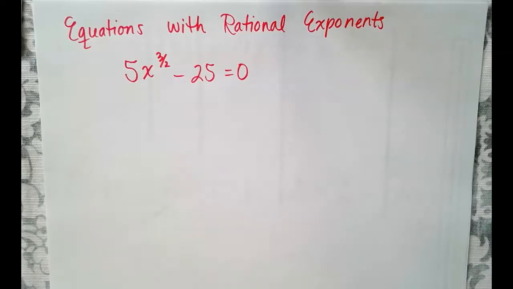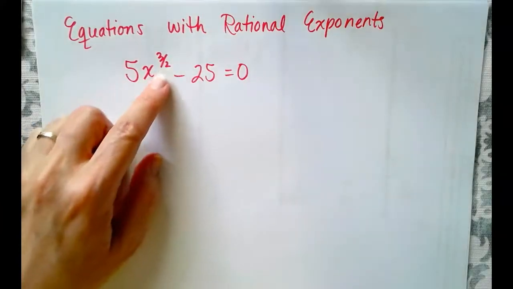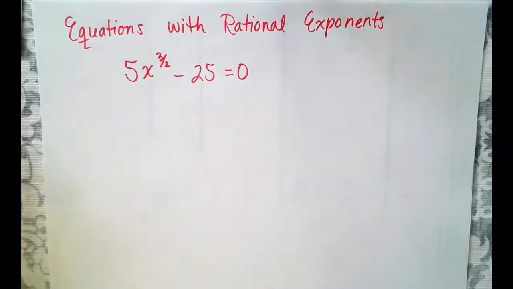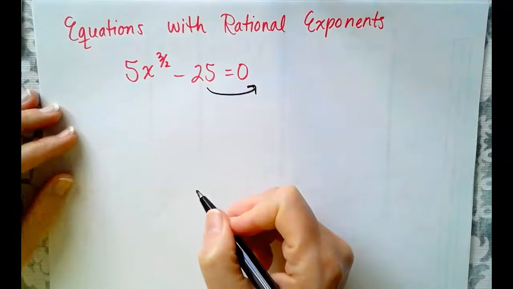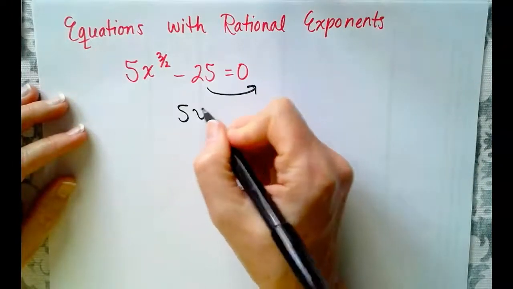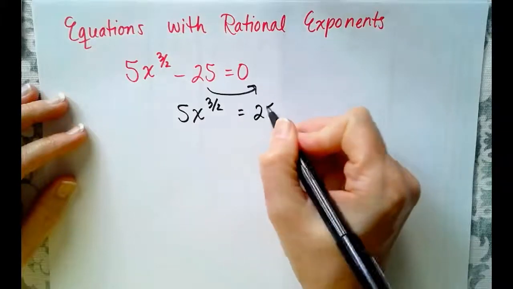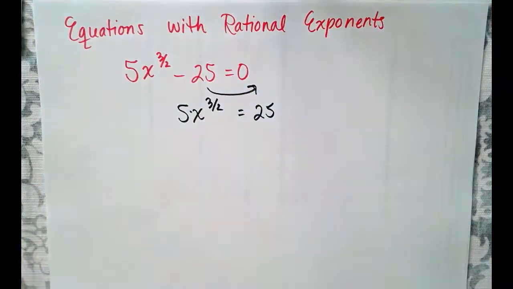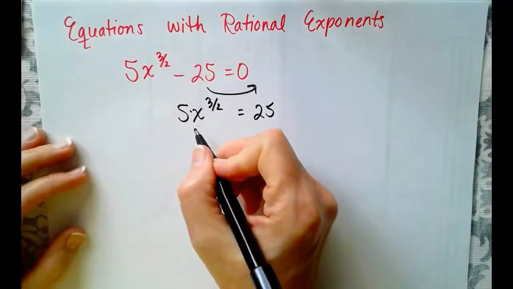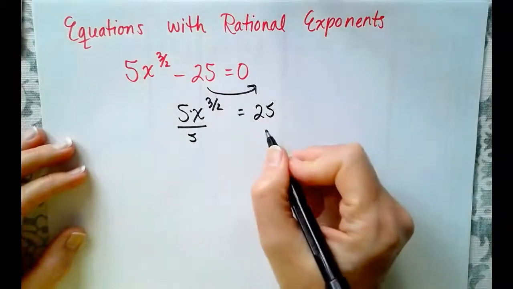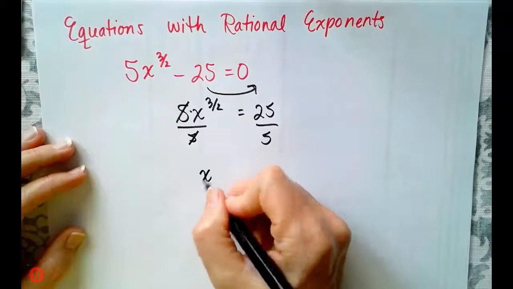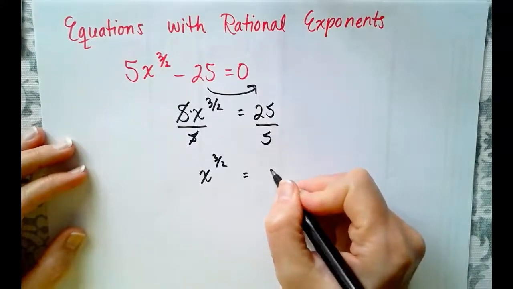We are still going to isolate the variable expression that has the rational exponent. That's still what we want to do first. So on this first one, we're going to take 25 to the right-hand side. And remember, this means 5 times x raised to the 3 power. So it does make sense in this case to divide both sides by 5. And when we do that, we end up with x to the 3 equals 5.